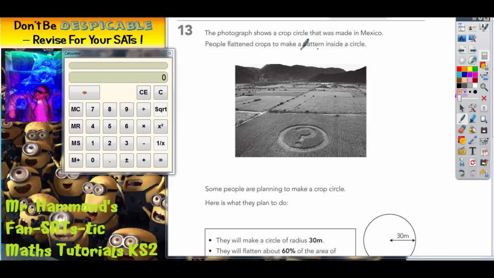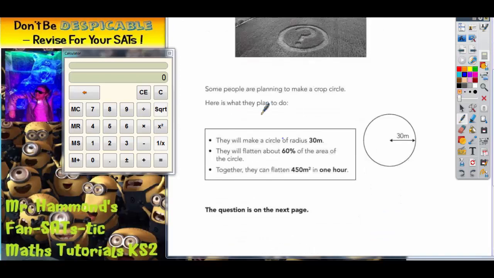Circle that was made in Mexico. And to make crop circles, people flattened crops to make a pattern inside a circle. It says, some people are planning to make a crop circle. Here is what they plan to do.